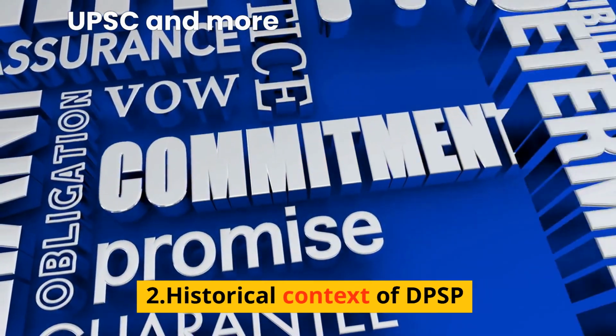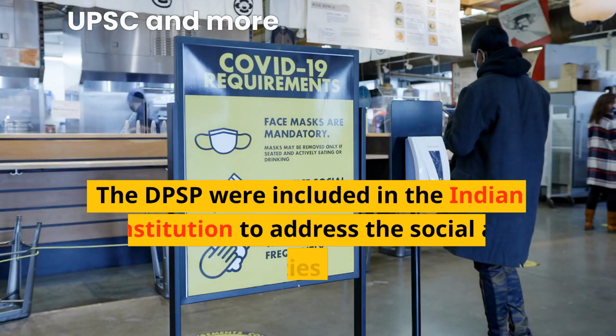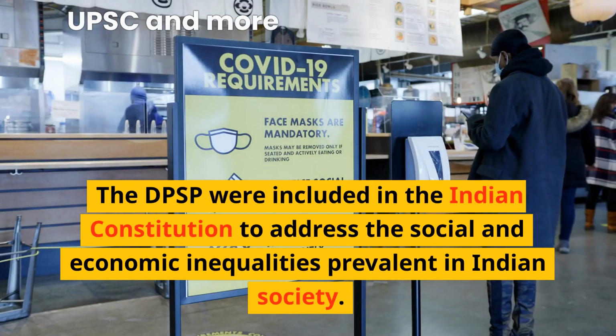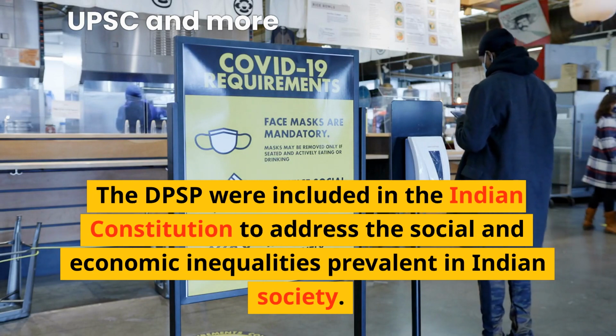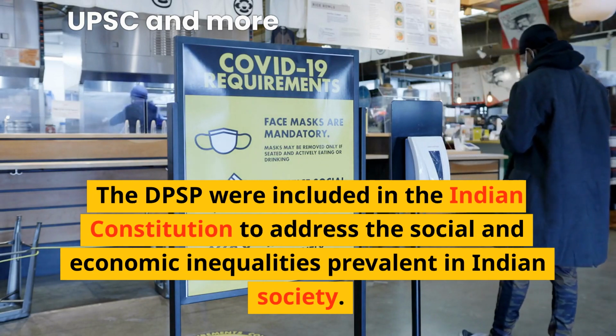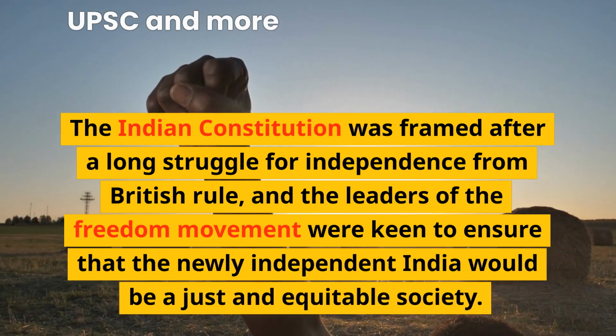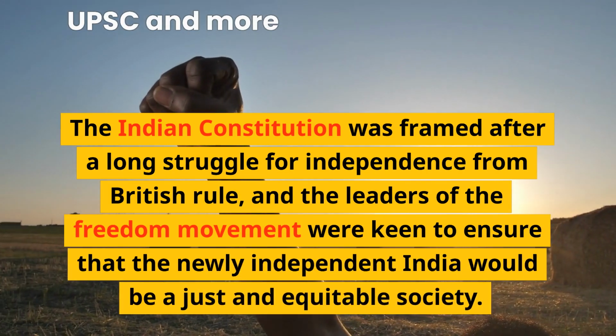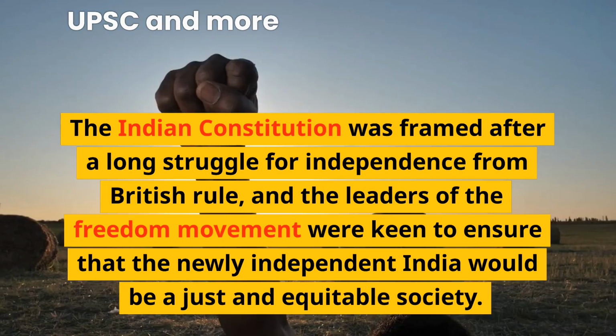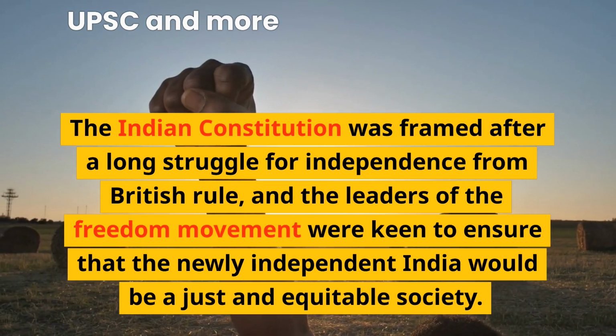2. Historical context of DPSP. The DPSP were included in the Indian Constitution to address the social and economic inequalities prevalent in Indian society. The Indian Constitution was framed after a long struggle for independence from British rule, and the leaders of the freedom movement were keen to ensure that the newly independent India would be a just and equitable society.